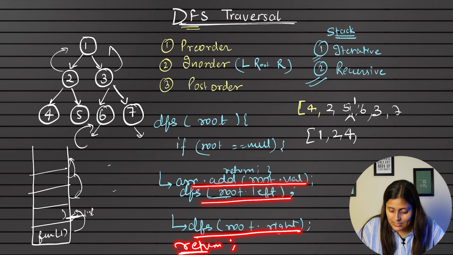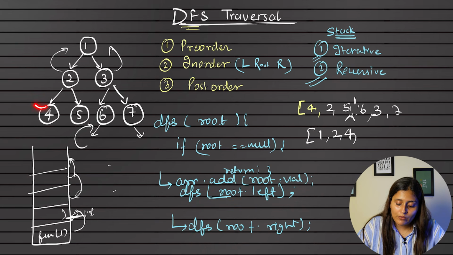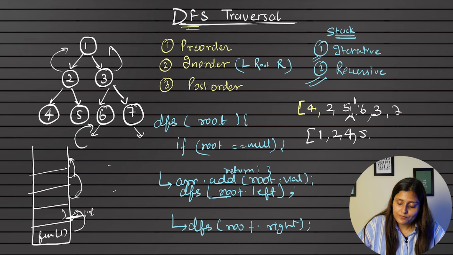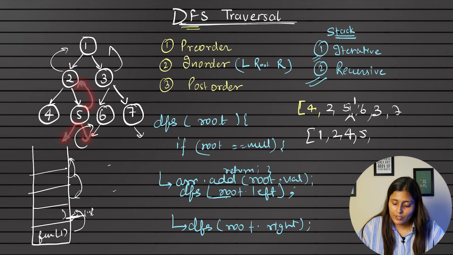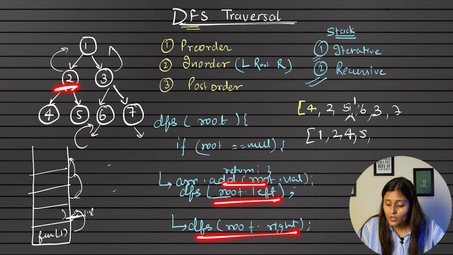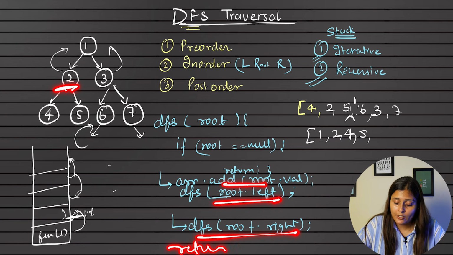So now this line you will return. So 4 will also get returned. So for 2, you added 2 and you returned also from the left side. Now for 2, you will go for the right side, which is 5. Now 5 is a root, so 5 will get added. Again for 5, left and right, we have nothing. So 5 will also get returned. So for 2, got added, left got returned, right got returned. So now 2 will also get returned to 1.